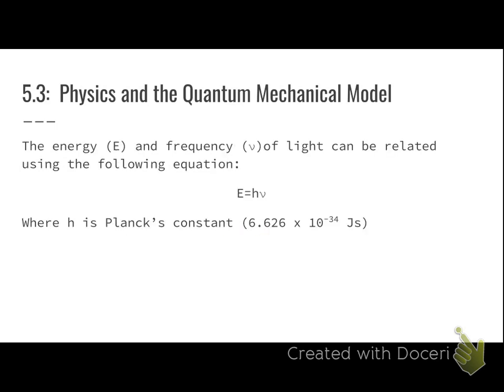So whenever the energy, which is symbolized by the capital letter E, and the frequency, which once again is symbolized by the Greek letter nu, are related, we're able to get this equation. Here we do have another constant, which we call Planck's constant, which is 6.626 times 10 to the negative 34th joules times seconds.